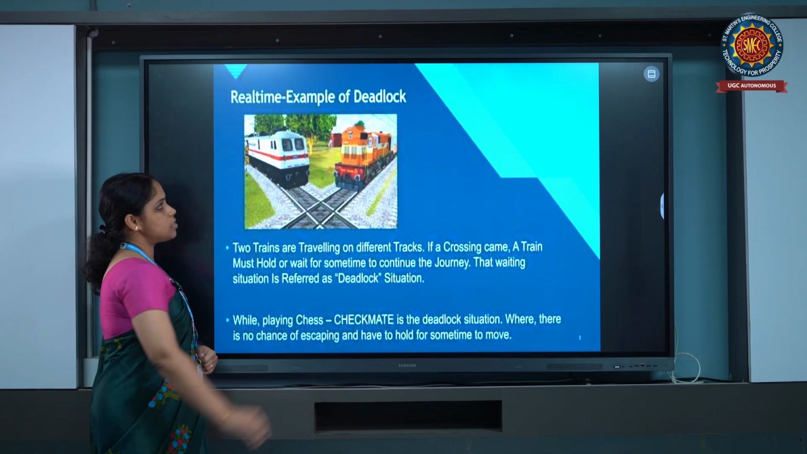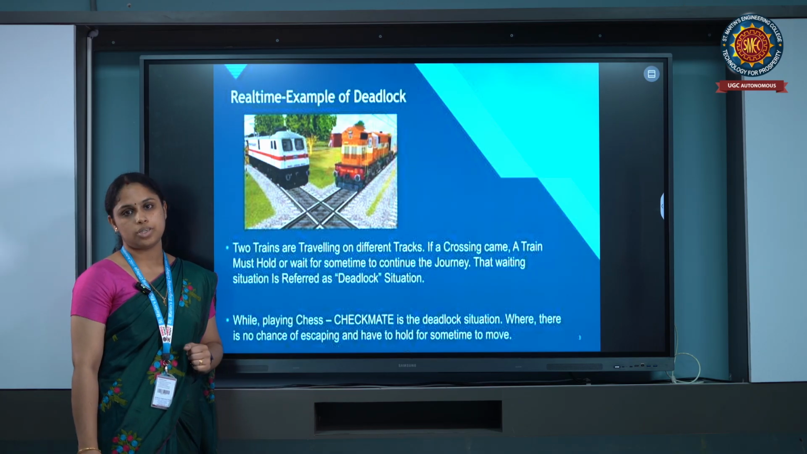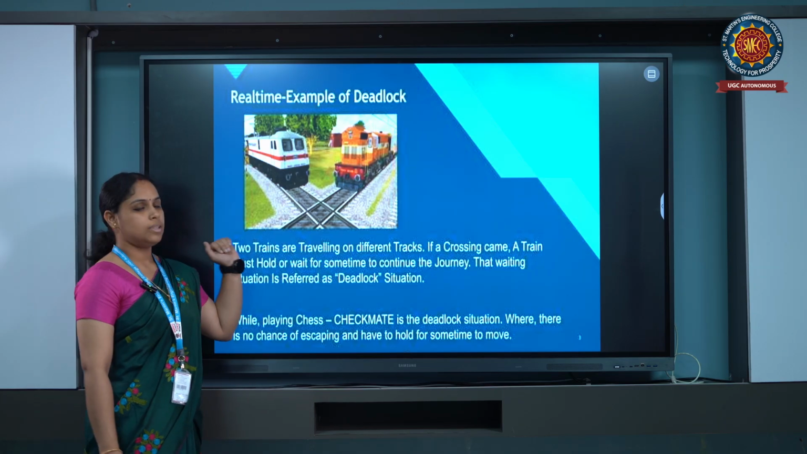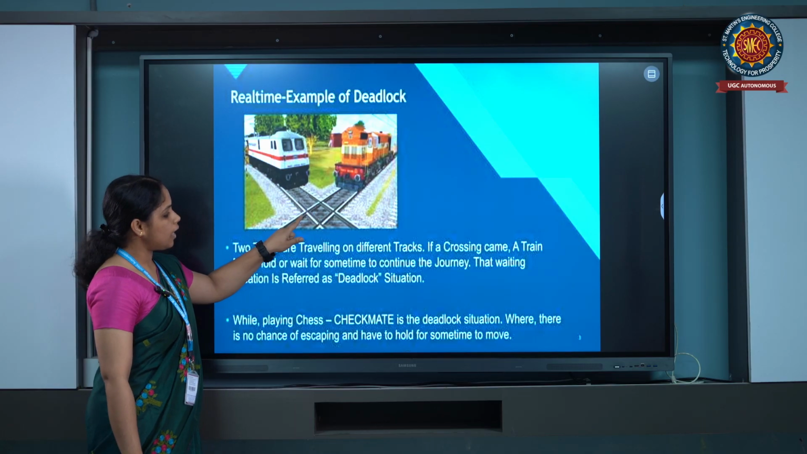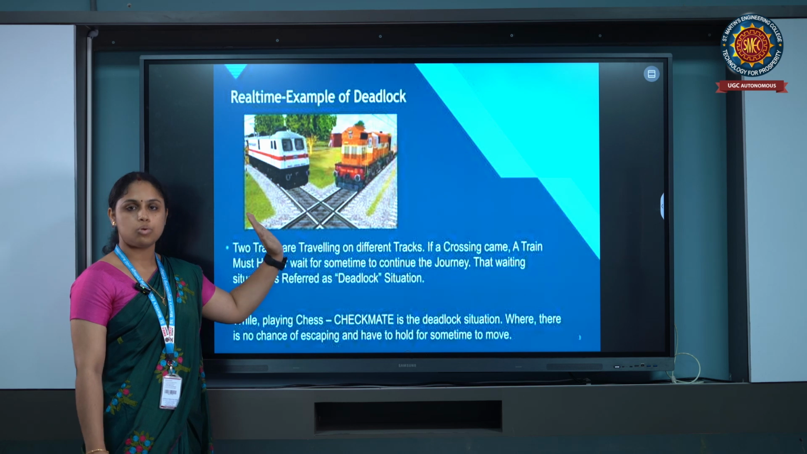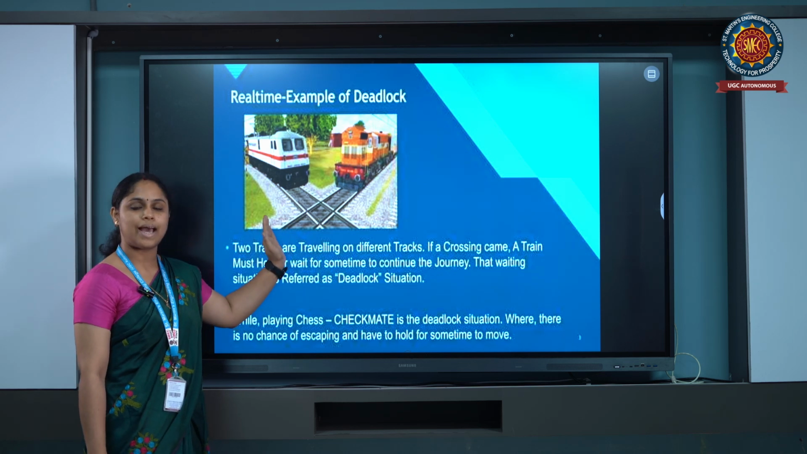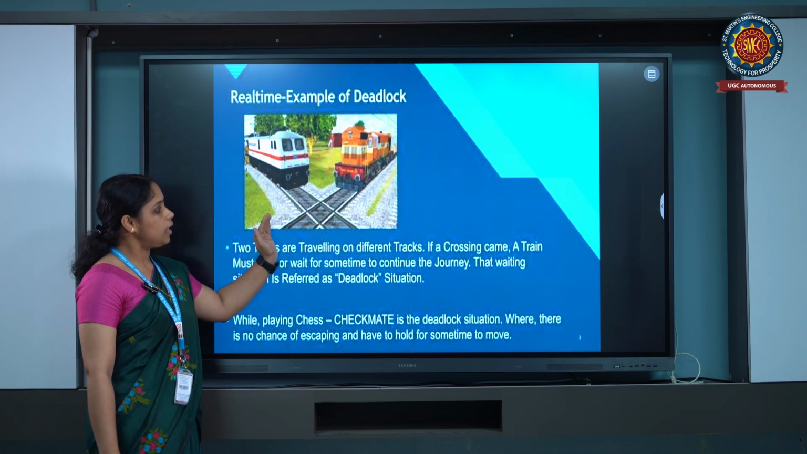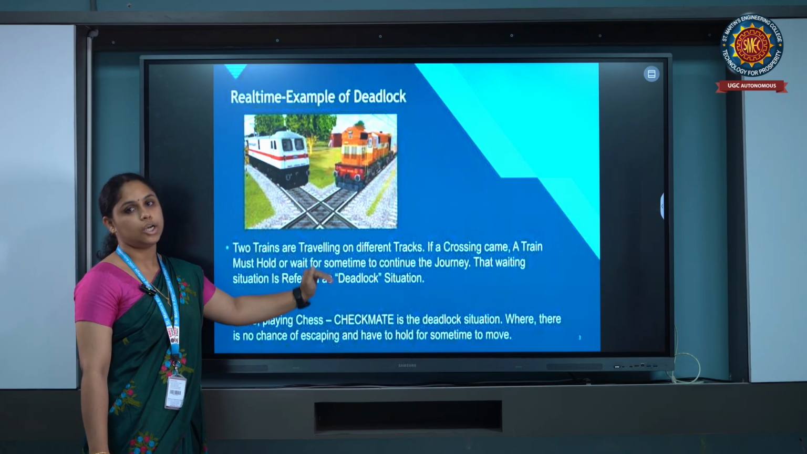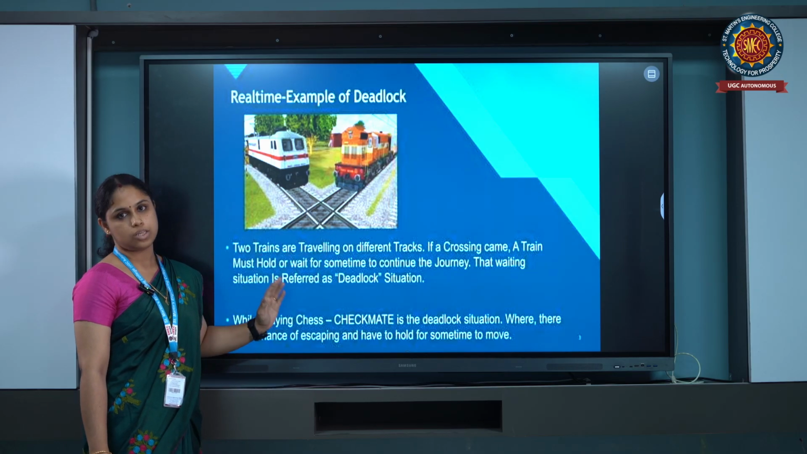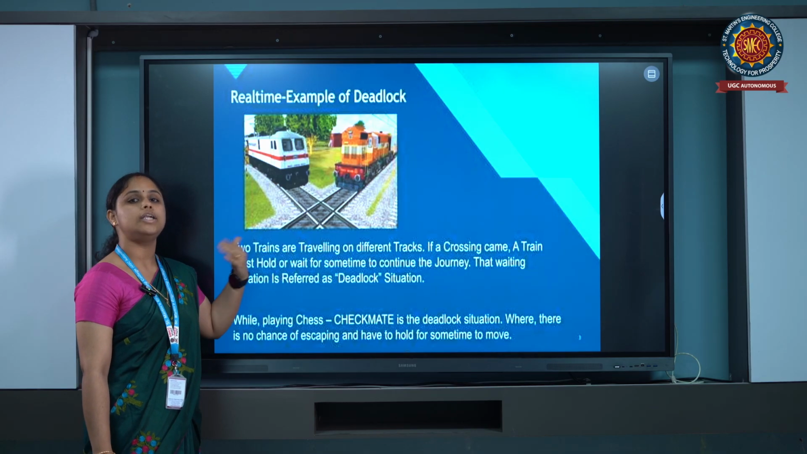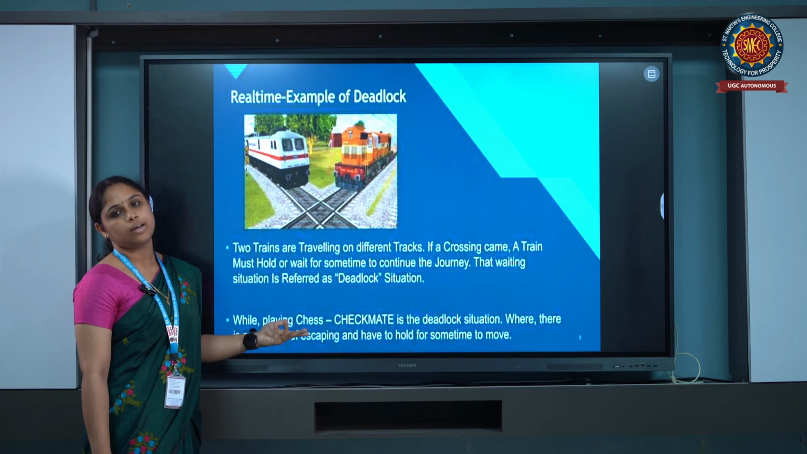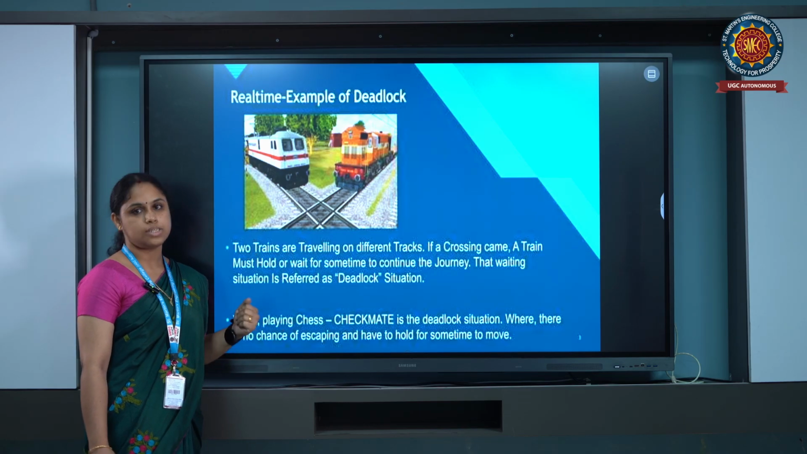Whenever I discuss a real world situation of deadlock, you can say that there are two trains coming together on different tracks and they come across a crossing gate. So one train has to wait there for another train to continue, and both trains have to wait for the other. That is one example of deadlock in a real world situation.